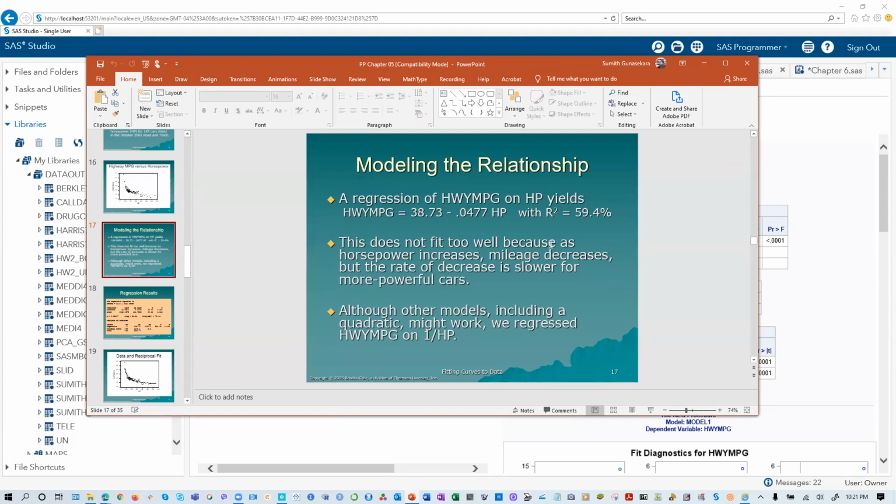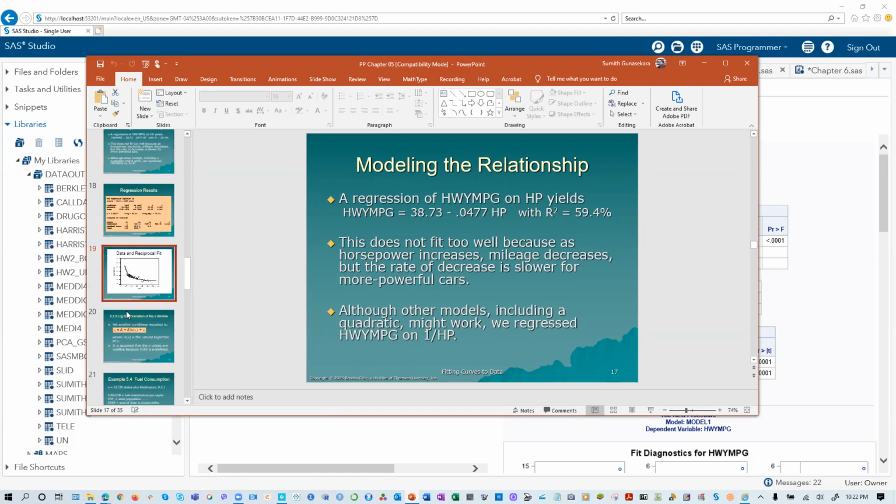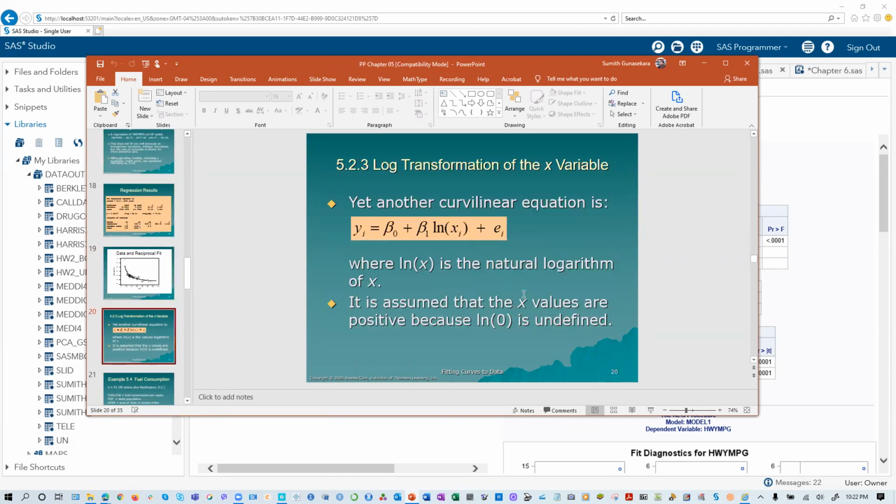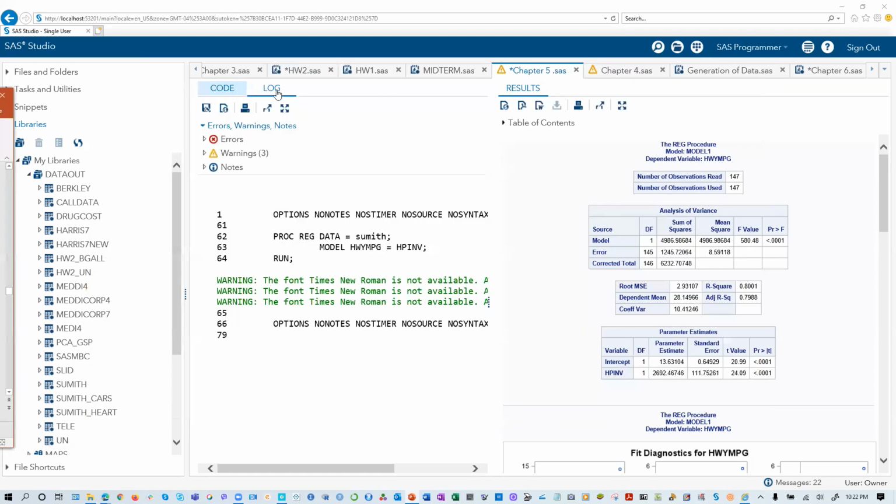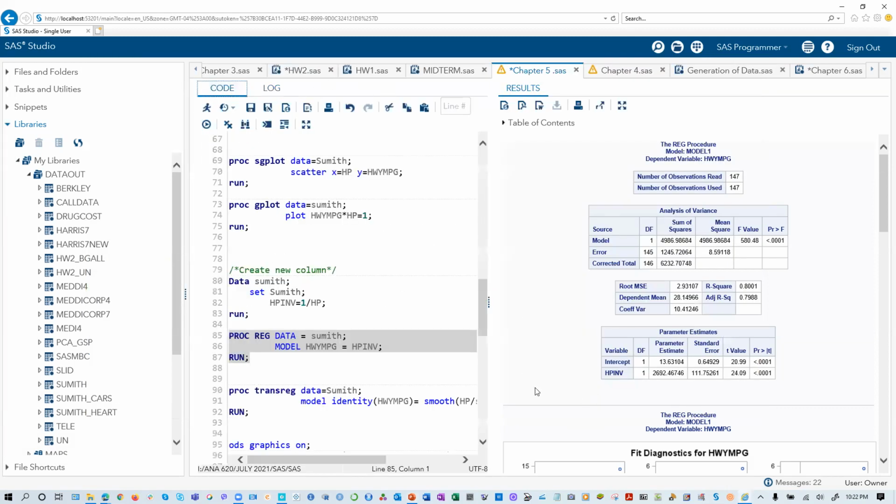This does not fit too well because as horsepower increases, mileage decreases, but the rate of decrease is slower for more powerful cars. Other models, including a quadratic, might work. We regressed highway on this one. It might work, but if we regress this way, most of it goes this way. Like that. So that's how you're going to get the inverse one.